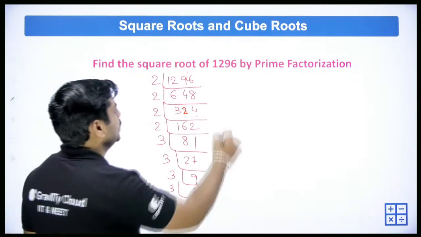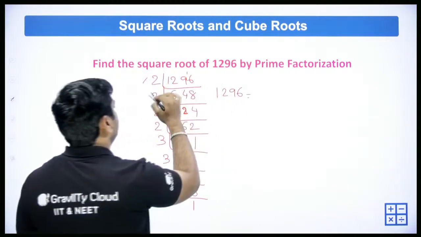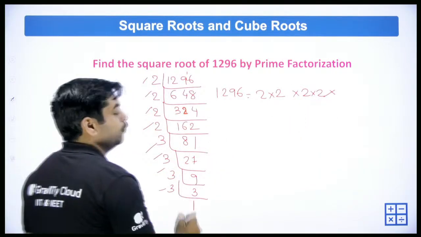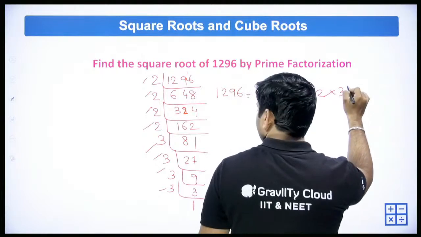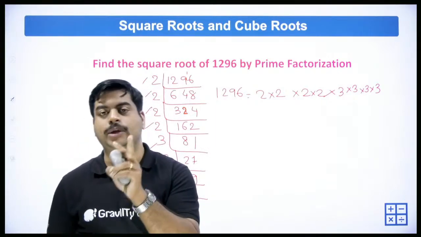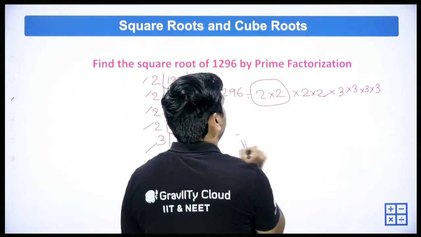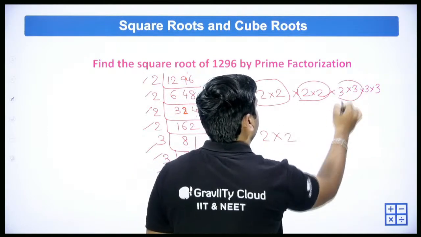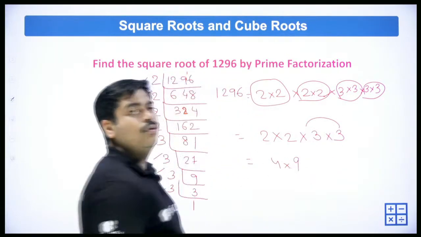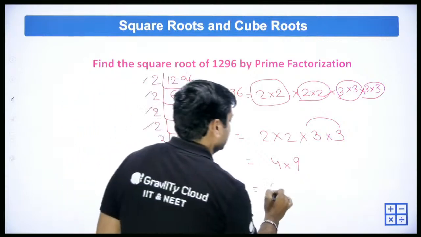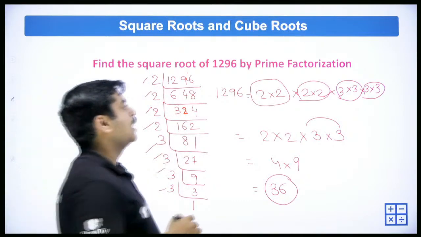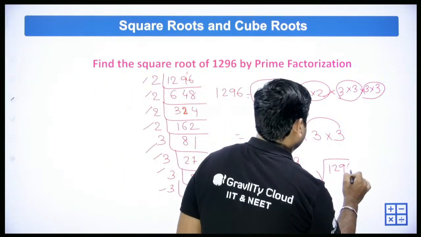So we need to write all these prime factors for 1296. It is 2 repeated 4 times into 3 repeated 4 times. Now you need to pair the numbers and take 1 out of every 2 numbers. So 2 and 2, just take one 2, 2 and 2, one more 2, 3 into 3, one 3, and 3 into 3, one more 3. So 2 into 2 is 4, into 3 into 3 is 9. What is 4 into 9? 4 into 9 will give you 36 as your final answer. So we can say that root over 1296 is equal to 36.